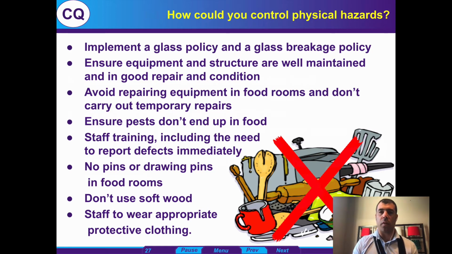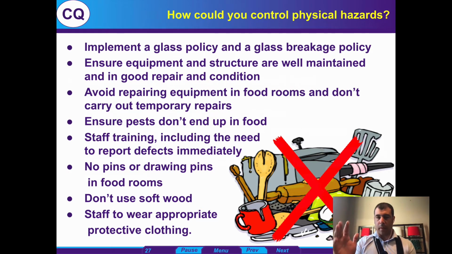So you would also control physical hazards by implementing a proper glass breakage policy. So what's a proper glass breakage policy? A glass breakage policy involves reporting the glass breakage as soon as possible, discarding the glass into a proper facility, and also discarding all the food that was beside it. A broken glass can quite easily land 2 or 3 meters away without you noticing it.